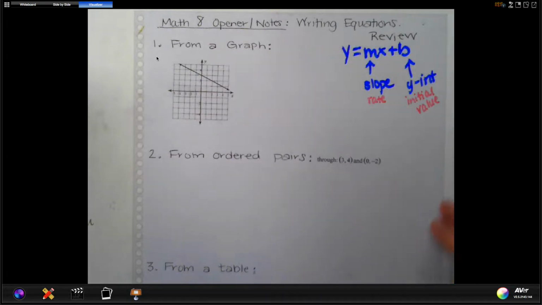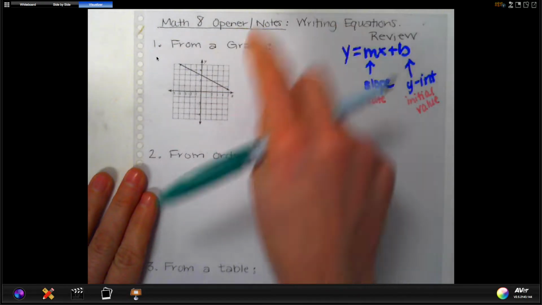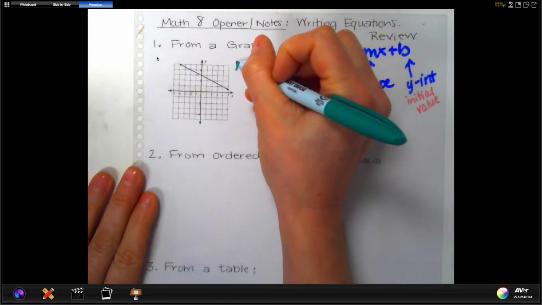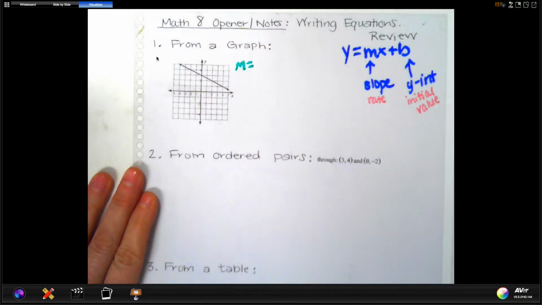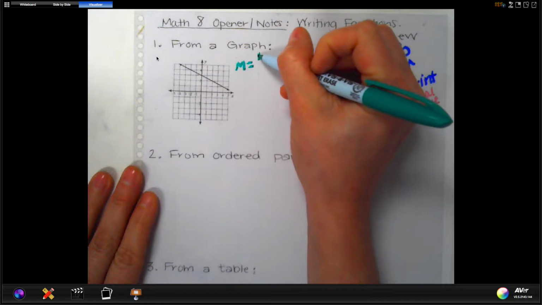So today, let's start with doing an example of finding the equation from a graph. And so what you want to do is exactly how the title of this sounds. To write an equation in slope-intercept form, you got to find the slope and the y-intercept. So for the sake of the video and space, I'm going to use m for my slope. And let me remind you that finding slope on a graph, you need to use rise over run.